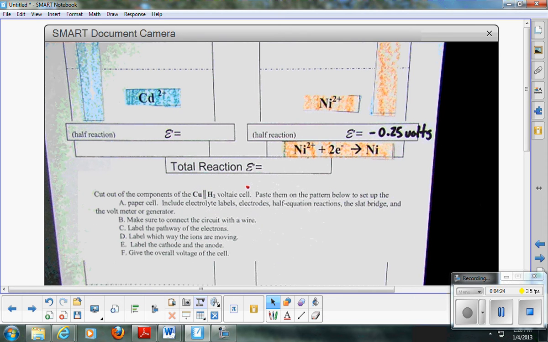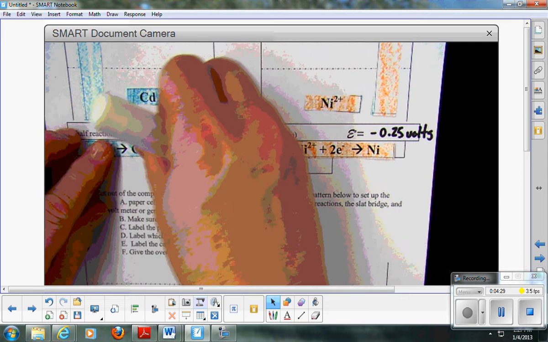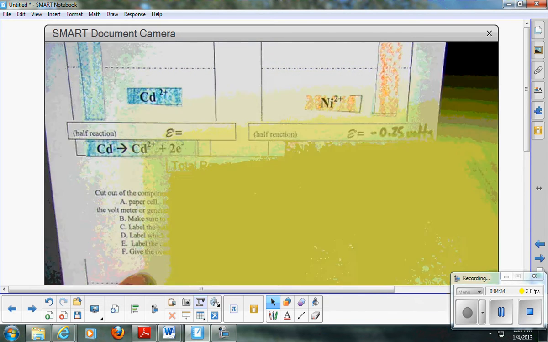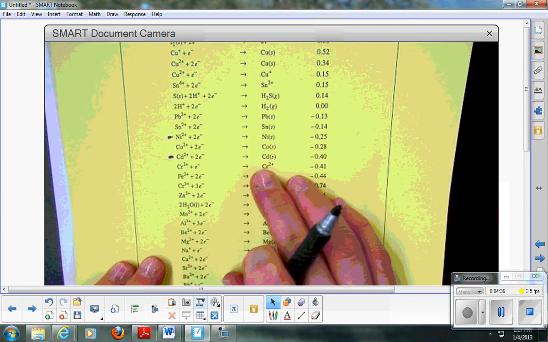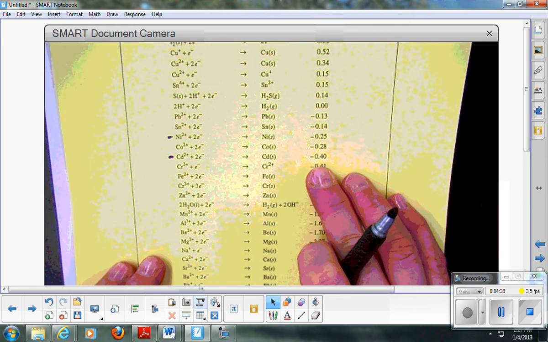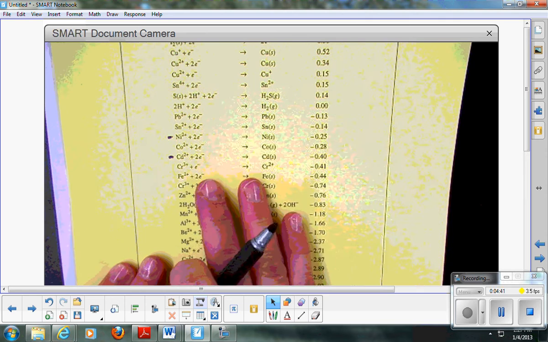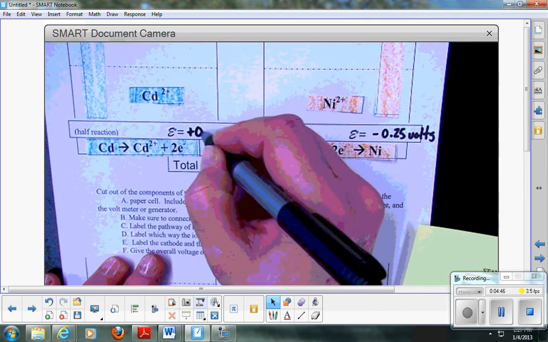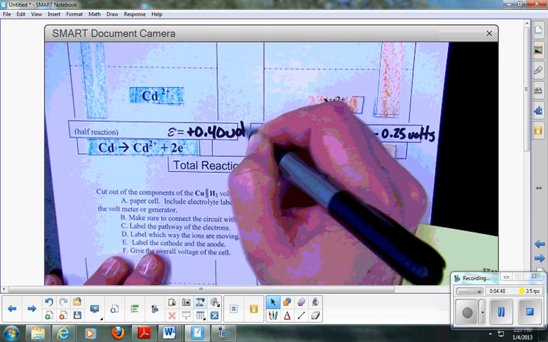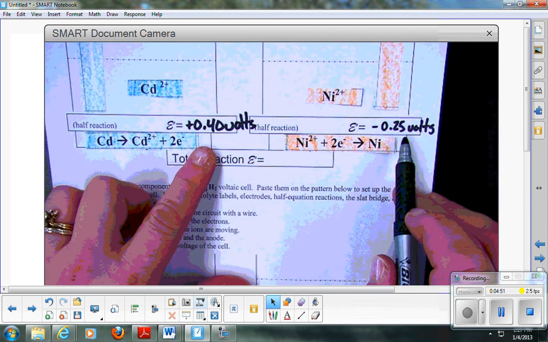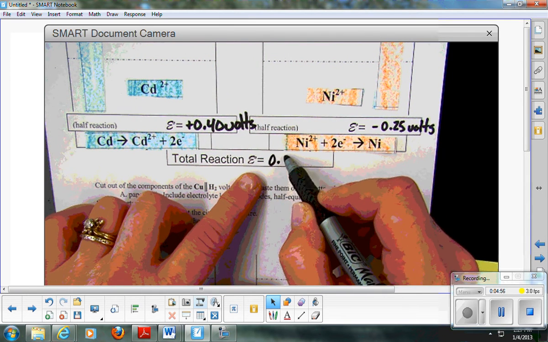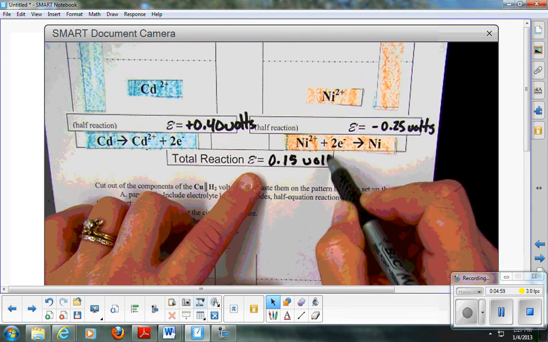Alright, we're going to find cadmium's equation. From our chart, cadmium was below nickel right here, and it was set at negative 0.4, but we have to reverse this equation, flip it, so we're going to change the sign to a positive 0.40 volts. Now all I have to do is add these two voltages together, and they give me my overall voltage, which would be 0.15 volts.